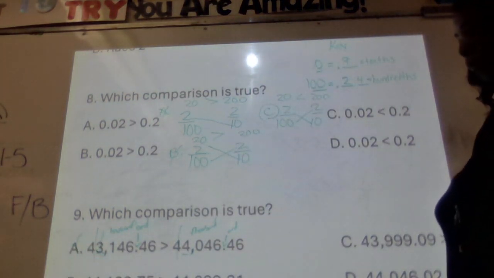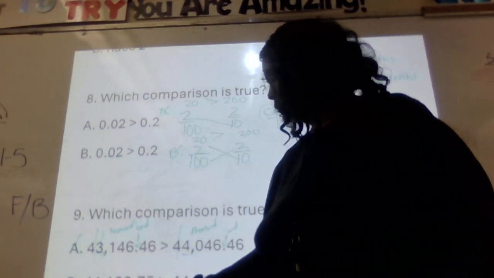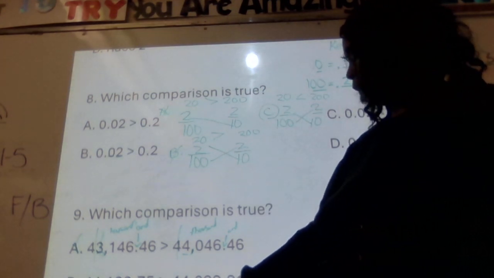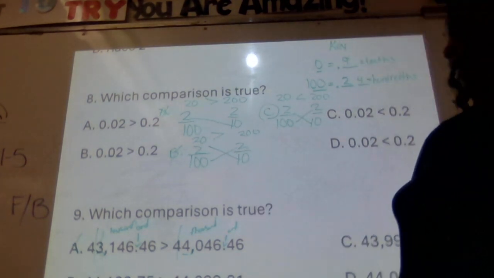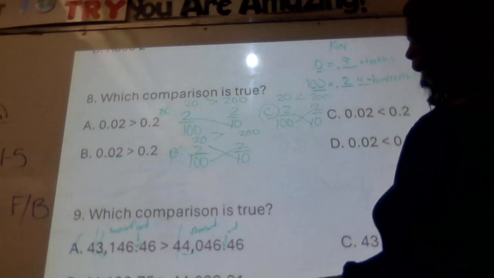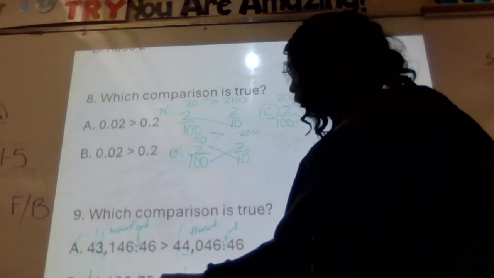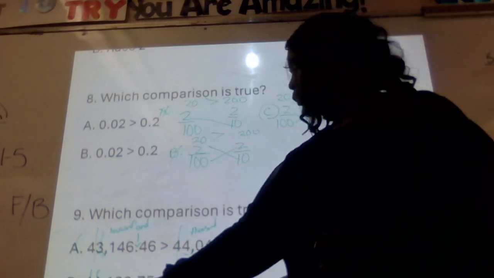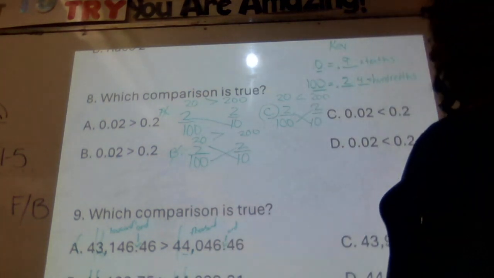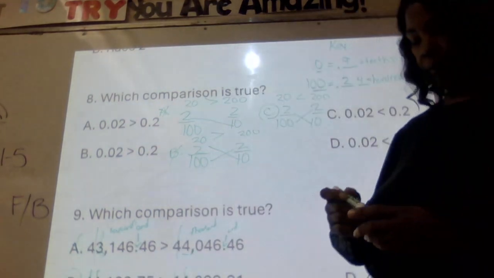Okay? So next we have 44,175 hundredths, 44,099 and 21 hundredths. So we have 4 and 4, 4 and 4, 1 and 0. Is that 1 bigger than 0? Indeed it is, and that is correct. Okay?